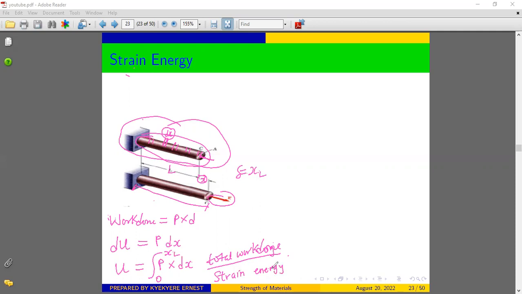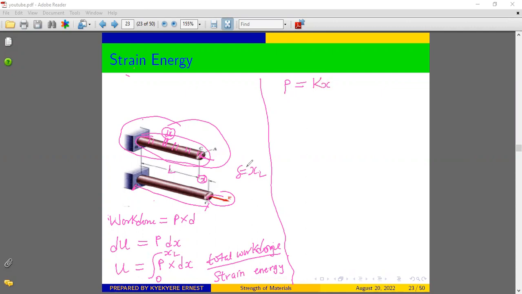Therefore, we can say that strain energy is the energy absorbed in deforming a material. Good. So for an elastic deformation, we have already seen that for strength, the force is always equal to kx, up to the elastic region.